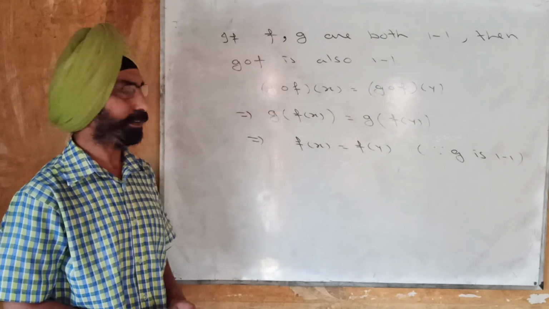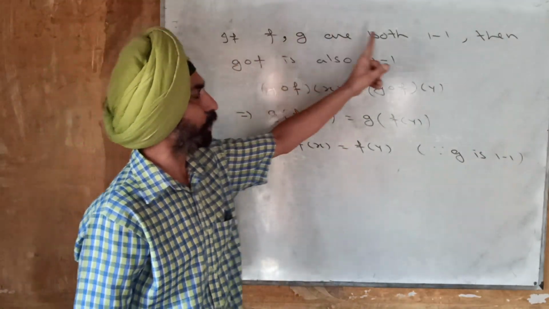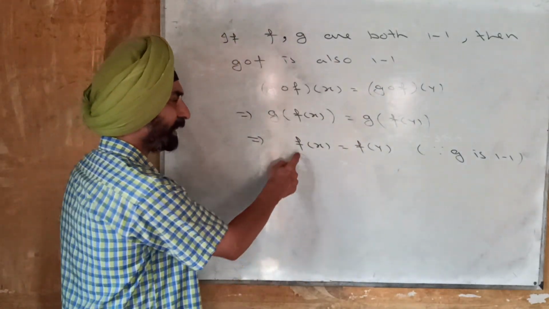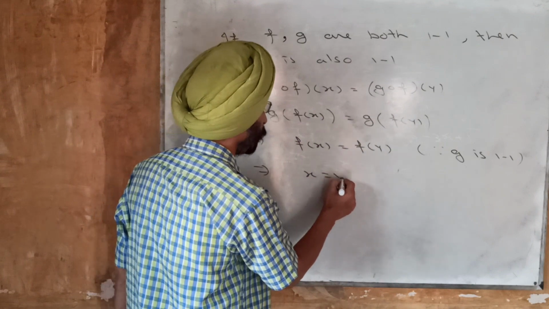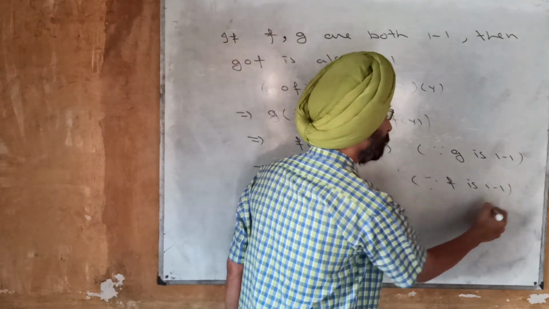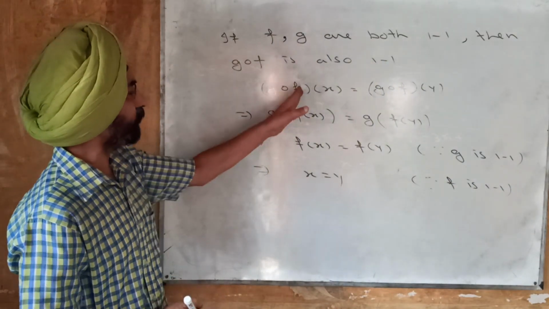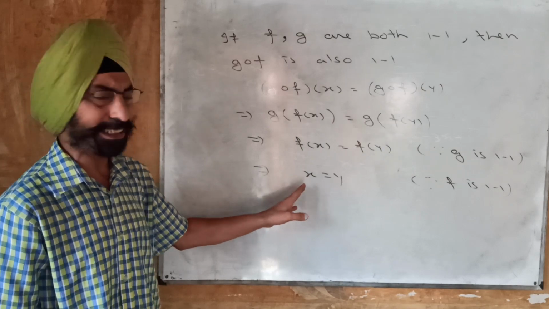Now in the same fashion, fx is coming out to be fy, but the function f is also 1, 1. So fx is equal to fy and the function f is 1, 1 implies that x is equal to y. It is because f is 1, 1. You have started with f composite g of x is equal to f composite g of y, and now you arrived at x is equal to y.